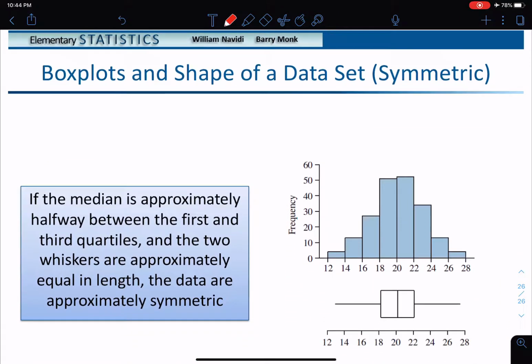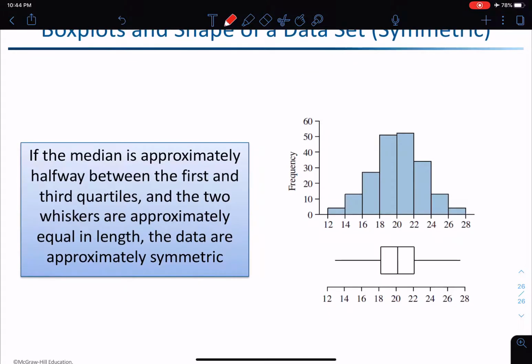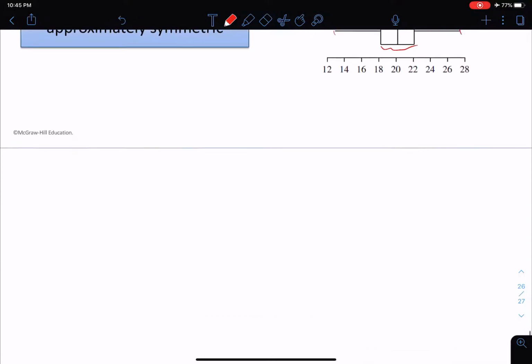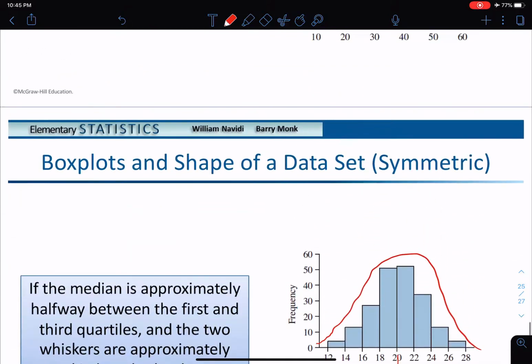And of course, if we have a histogram that's nice and bell-shaped or normal, then the box plot is basically symmetric as well. So you've got the endpoints and you've got the interquartile range nice and symmetrical, and you've got your median that matches up nicely. All right, that is it with the notes. Now let's do the problems.